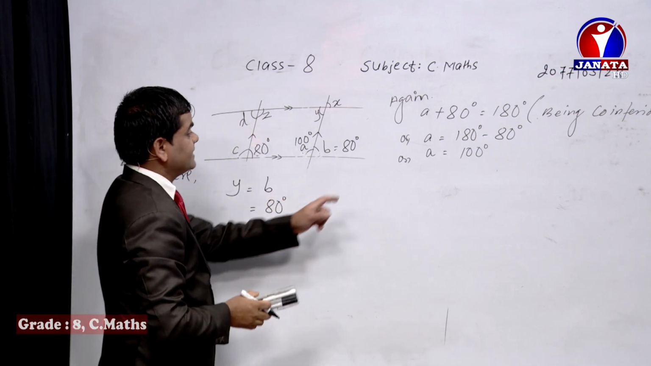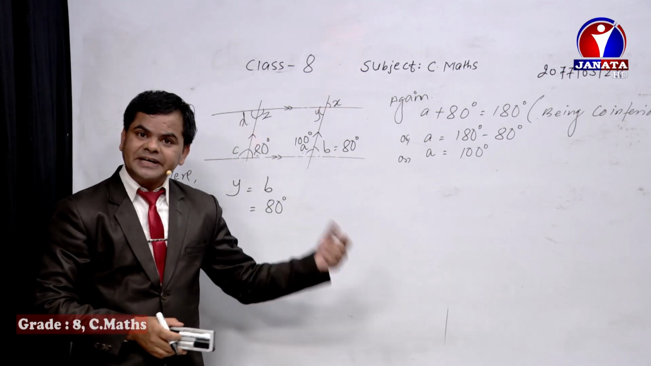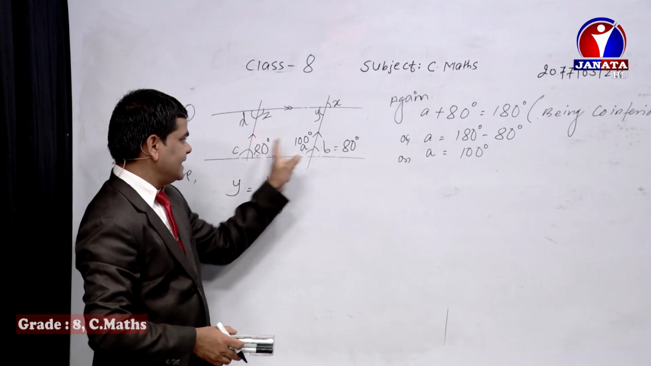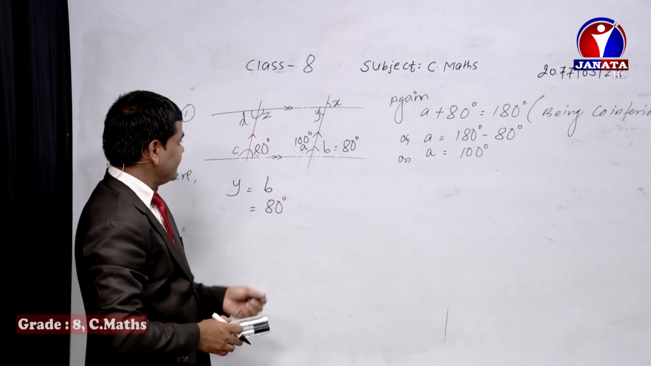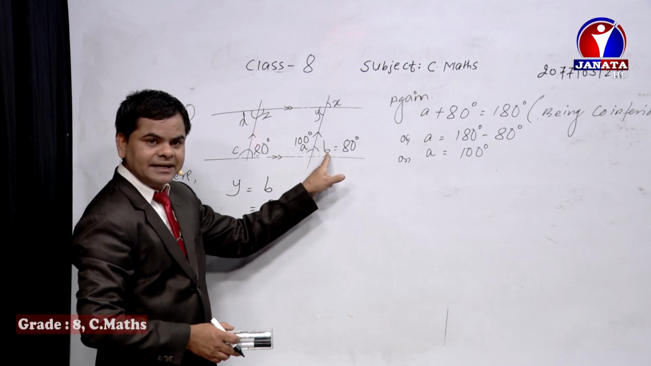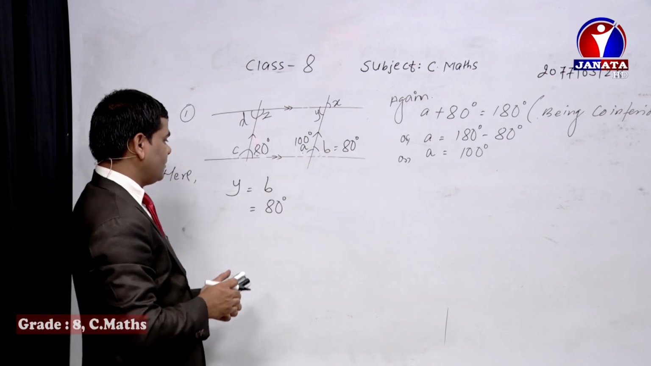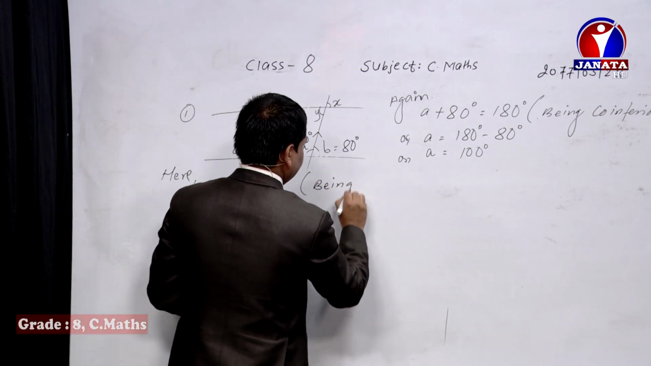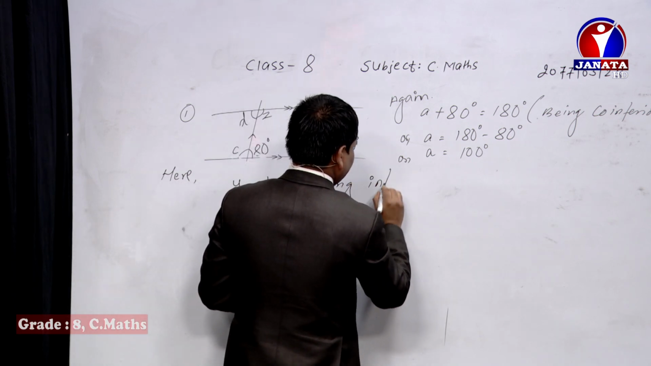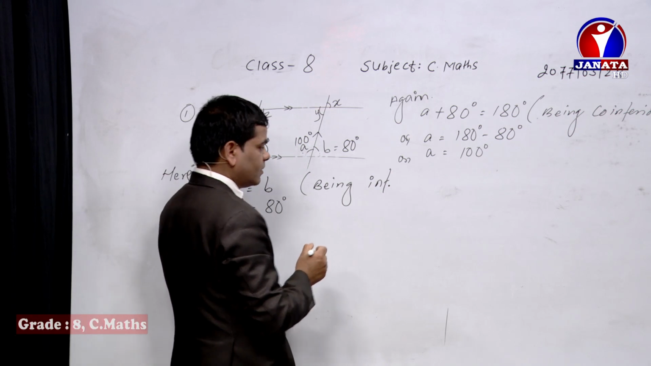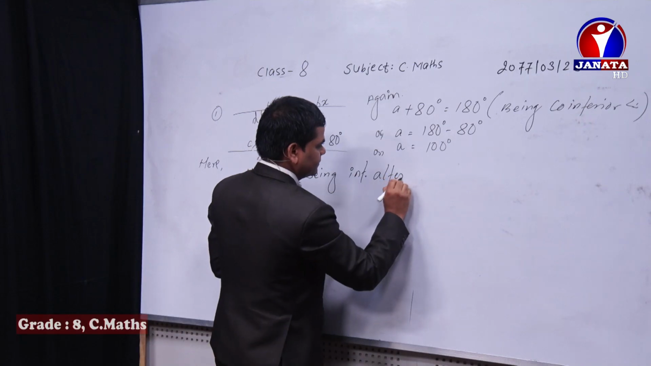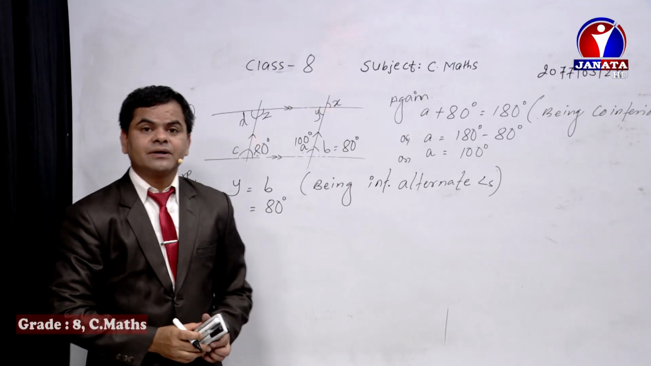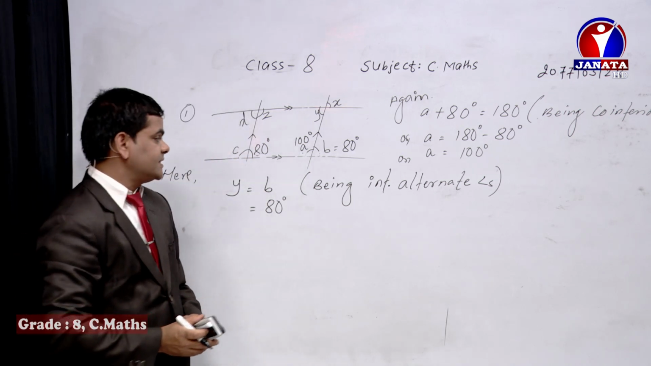I have left, I did not find the B's value here. I have told you to find it yourself, either by making B corresponding angle to 80 degree and writing the value of B as 80 degree, or by doing supplementary of A and B, getting the value of B. There are two options to find the value of B. So Y equals B, what should be written as the reason? Being interior, you can write interior in short form as INT dot, and alternate angles, being interior alternate angles, because interior alternate angles are always equal to each other.